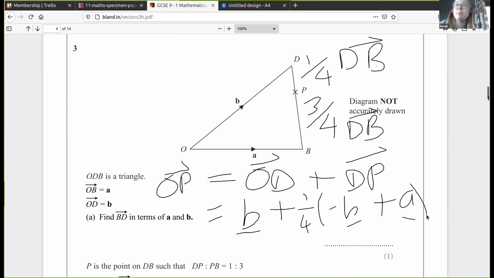It might even have been more sensible to use O to B and B to P, because then we wouldn't have had to work out the DB. So then we end up with B minus a quarter B is 3/4 B. Oh, I'm running out of space. Apologies for wonky handwriting. Plus a quarter A. Did you get it? Very well done if you did. Excellent stuff. And there you have it.